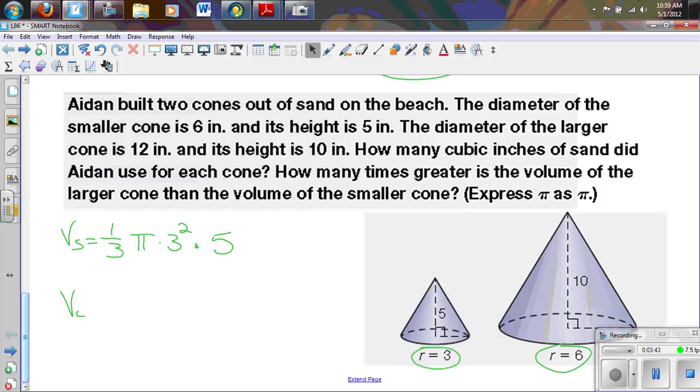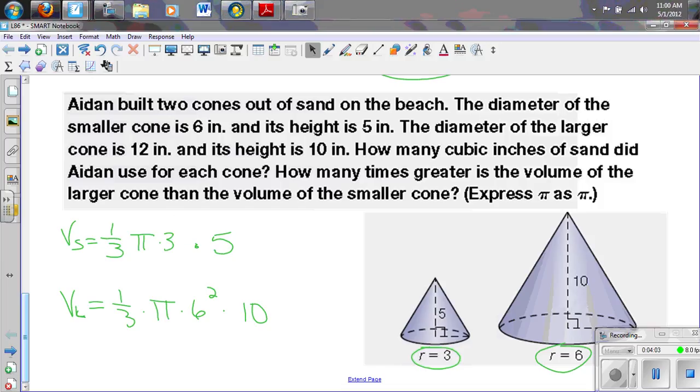And then we're going to do the same thing for the second cone, the larger cone. And so we're going to do 1/3 times pi times radius, 6 squared, times the height of the figure, which is 10. And I'm going to actually do some canceling here, so I'm going to rewrite these as 3 times 3 and 6 times 6. And the reason I did that is really the 1/3, I can do some canceling then nicely because 3 cancels with this 3 over here. And so really I just have 15 pi.